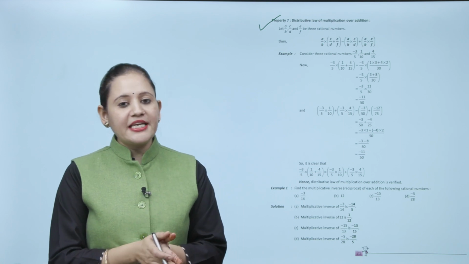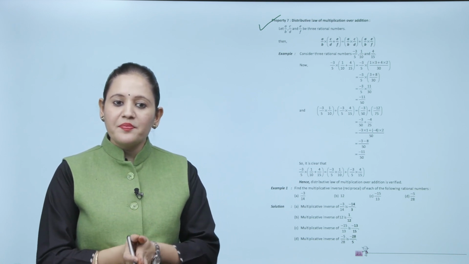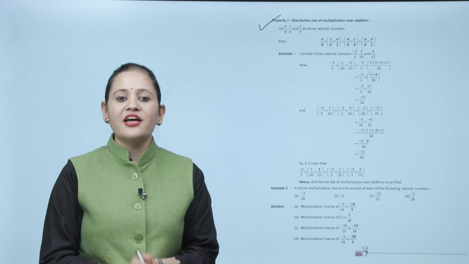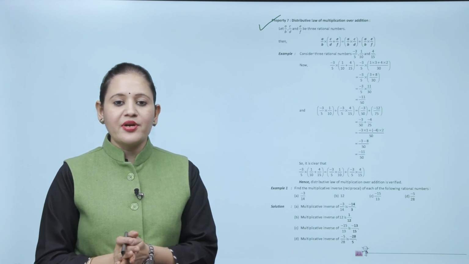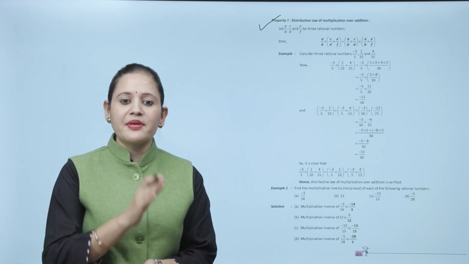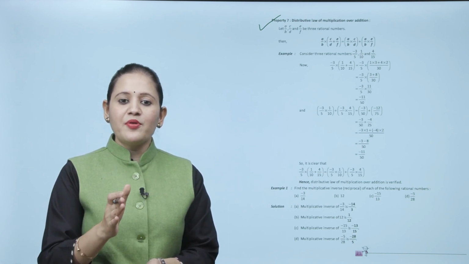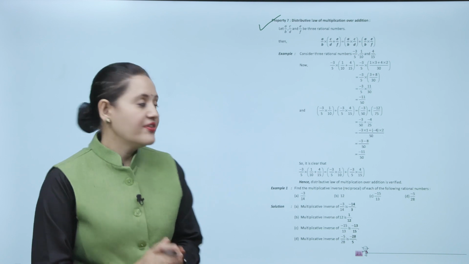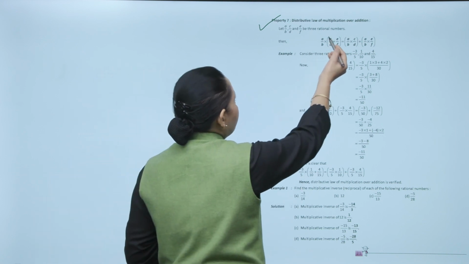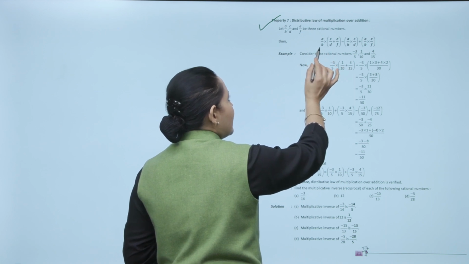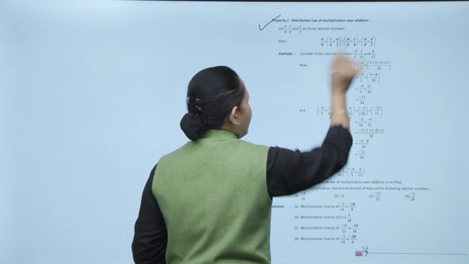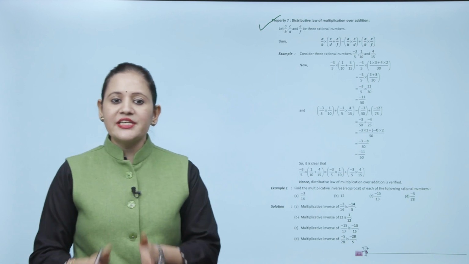Distributive law of multiplication over addition. Let a upon b, c upon d and e upon f are three rational numbers. Then a upon b multiplied by c upon d plus e upon f, that is equals to a upon b multiplied by c upon d plus a upon b multiplied by e upon f. a upon b को पहले हमने c upon d से मल्टीप्लाई किया, देन प्लस का साइन है, देन a upon b multiplied by e upon f. Clear? Now we will take an example.